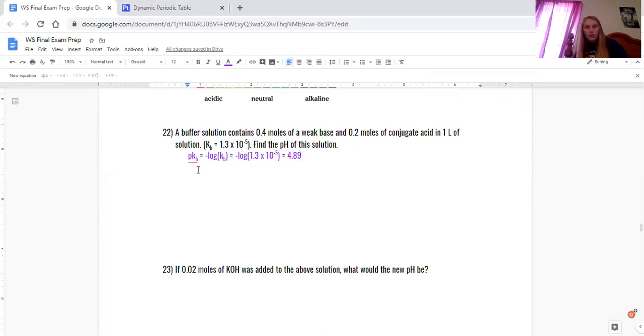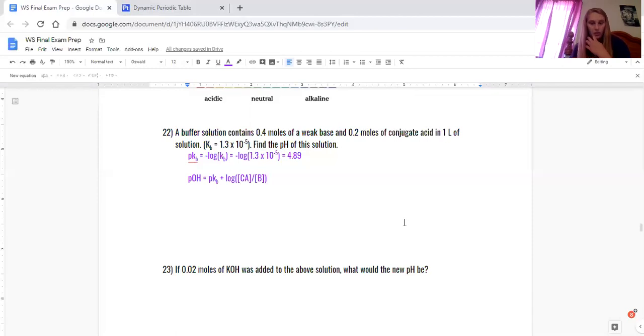So now we can go ahead and do our Henderson-Hasselbalch equation, which is going to be our pOH is equal to pKb plus log of the concentration of our conjugate acid over the concentration of our base.